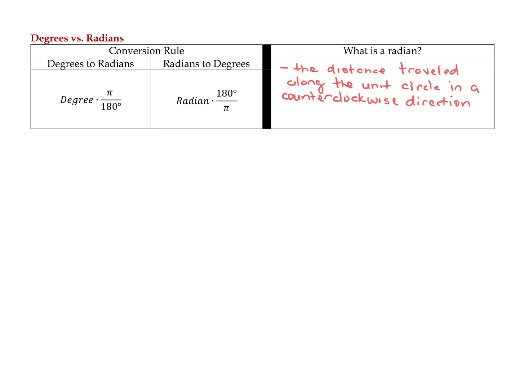Okay, so a radian is the distance traveled along the unit circle in a counterclockwise direction. That's a positive direction. These are our two conversion factors that we're going to use. Starting with degrees, I multiply by pi over 180, and starting with radians, I multiply by 180 over pi. It's not a big deal.